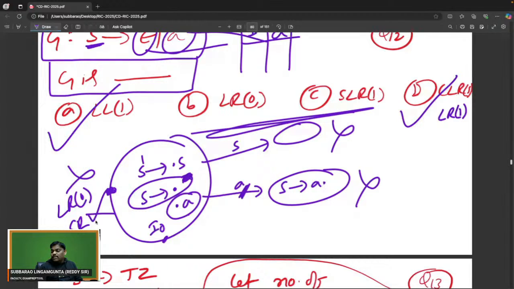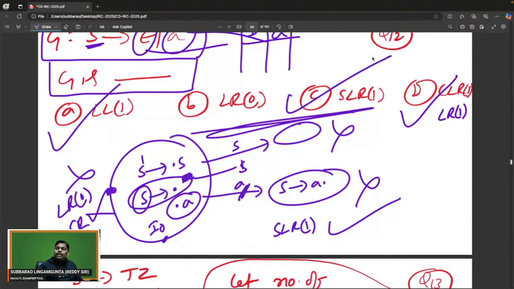Some people are asking, sir, what about SLR1? Let's see. Whenever a reduce happens, don't write it everywhere. Place it only under the follow of S. Follow of S is only dollar. So the reduce goes only to dollar, and the shift goes to A. It is SLR1, but not LR0.